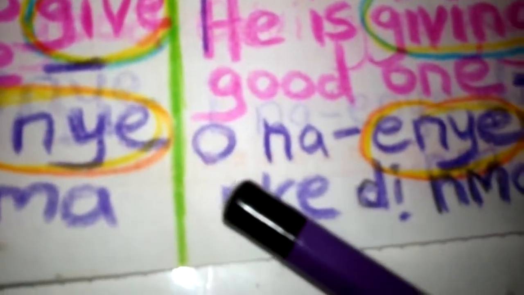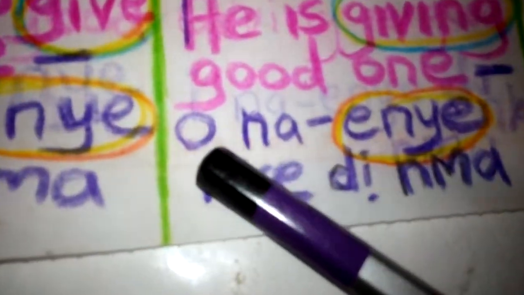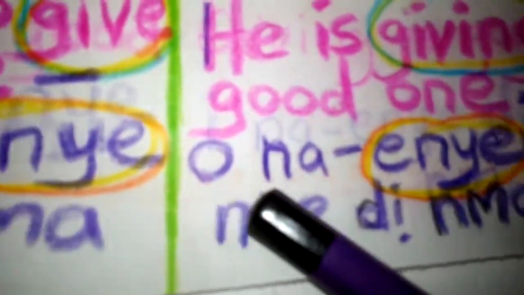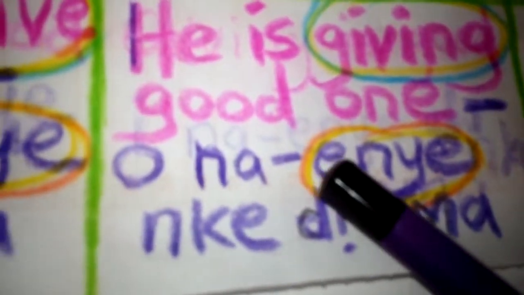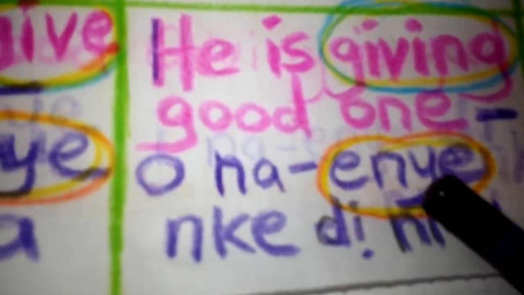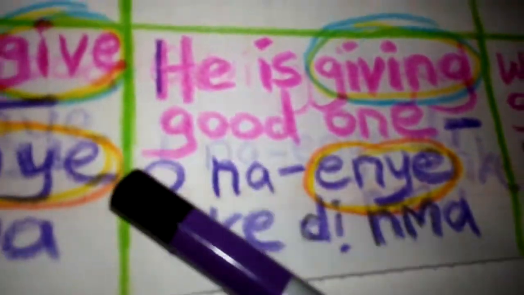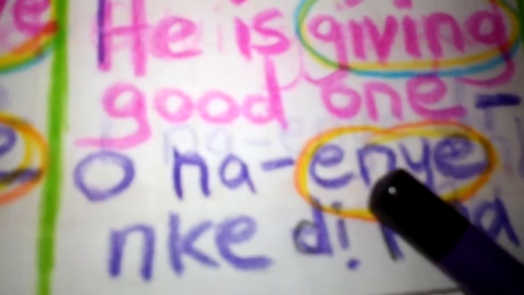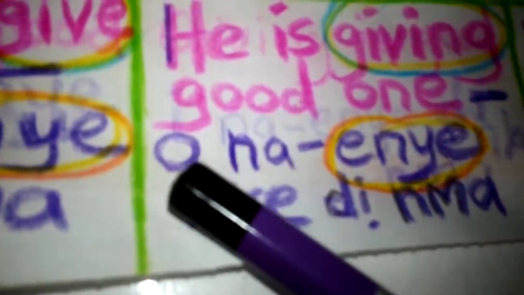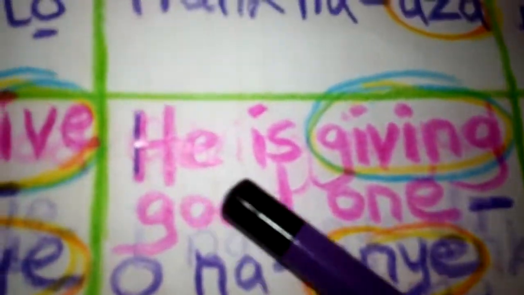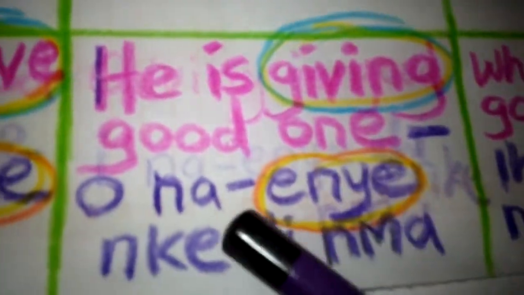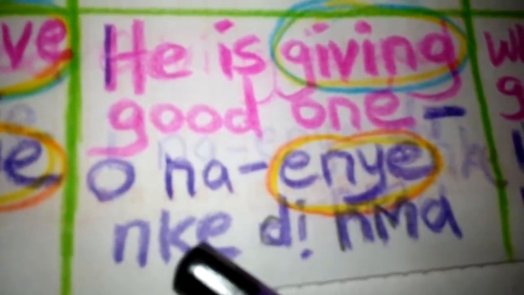You see, all here is following this. We are using ọ here instead of o because of the vowel combination here. Okay? They are a group in this verb. So remember this follows this combination here, vowel harmony. Okay? Ọ na-enye nke dị mma. He is giving good one. He is currently giving good one.